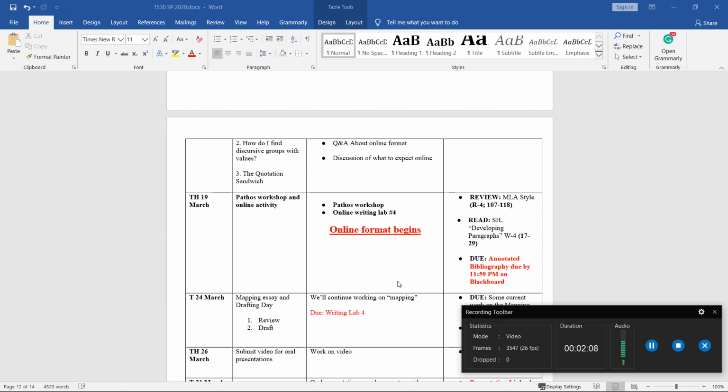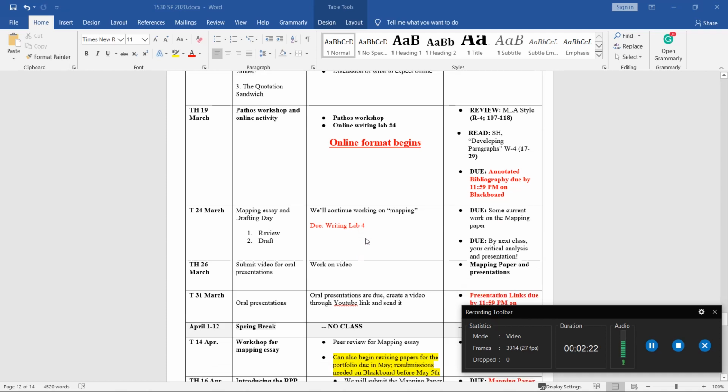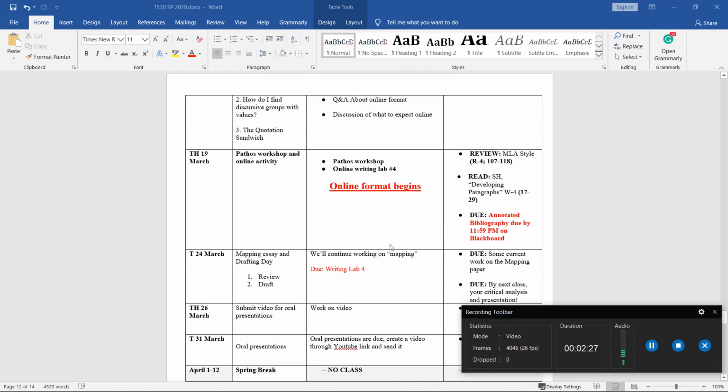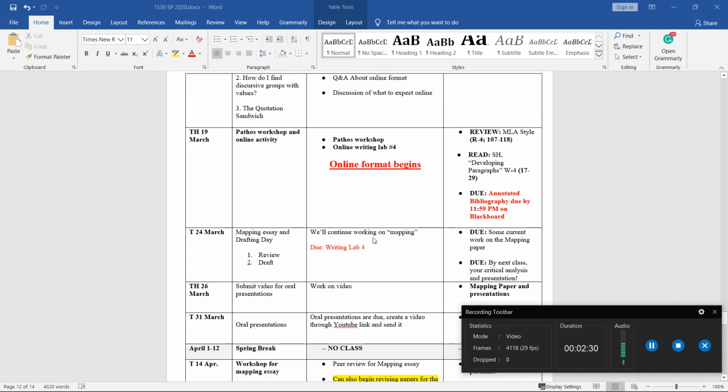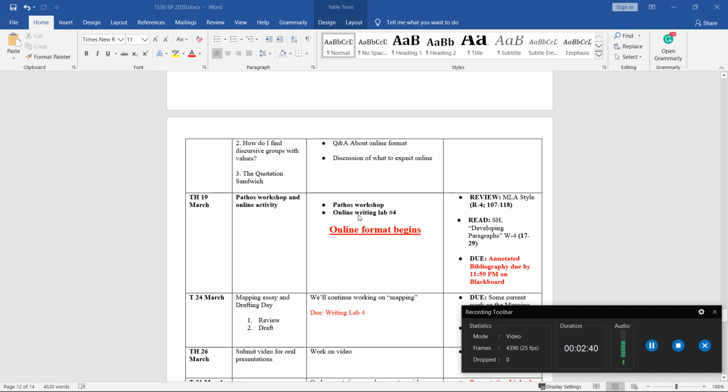And we'll be doing an online writing lab, and that'll be the 4th writing lab. So make sure to get that done. The 4th writing lab will be due on next Tuesday by the time class would be, or at least have it by next Tuesday at the latest. It's only going to be this little online writing activity. It's kind of fun, so hopefully everyone enjoys it.